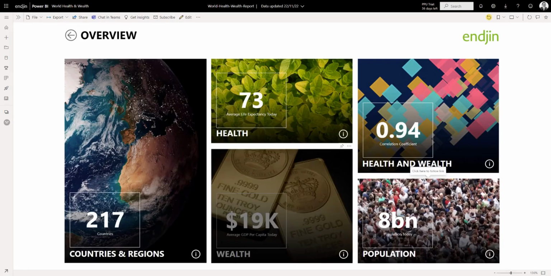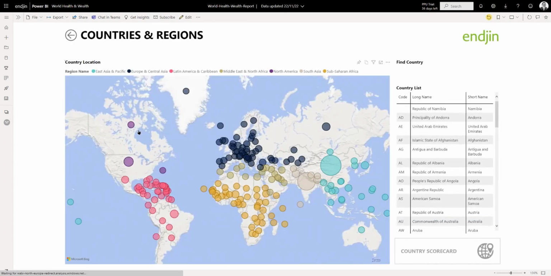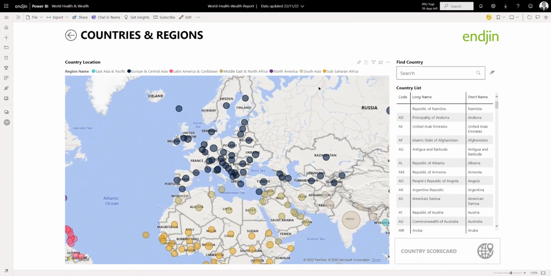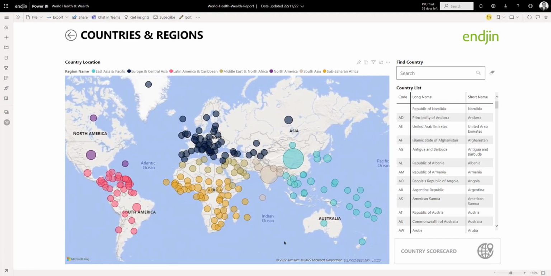We've got data, therefore, for 217 countries, and you can see those represented here on a map. Each country is represented by a point on the map, and the color coding shows which of the 7 regions which the World Bank uses to organize country data those countries belong to.